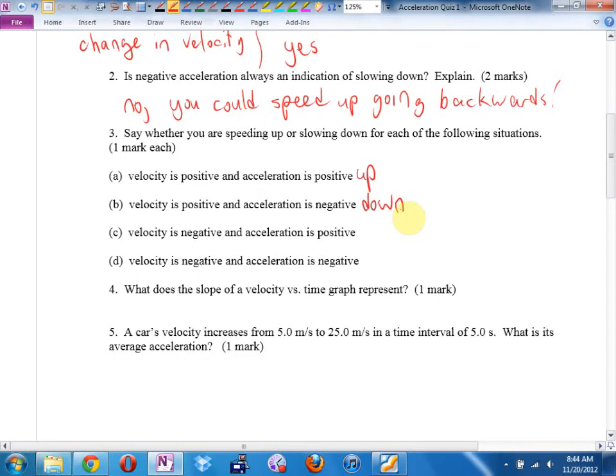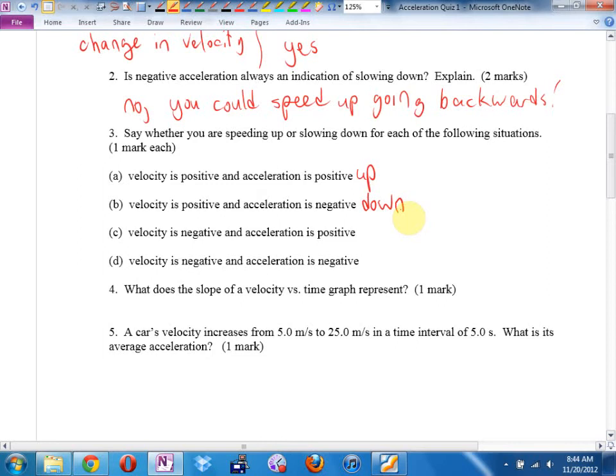Sorry? Convince me. By the way, this question has 2 answers, and I'll take both if you convince me correctly. Give me an example. Give me a situation. You could be going in reverse, backwards. So that would be the velocity is negative, and you could be speeding up going backwards. That would be a negative acceleration, wouldn't it be? So I may still take your answer, but not with that example.